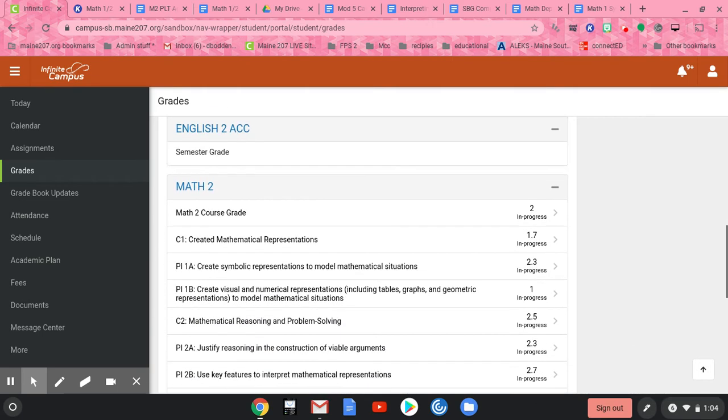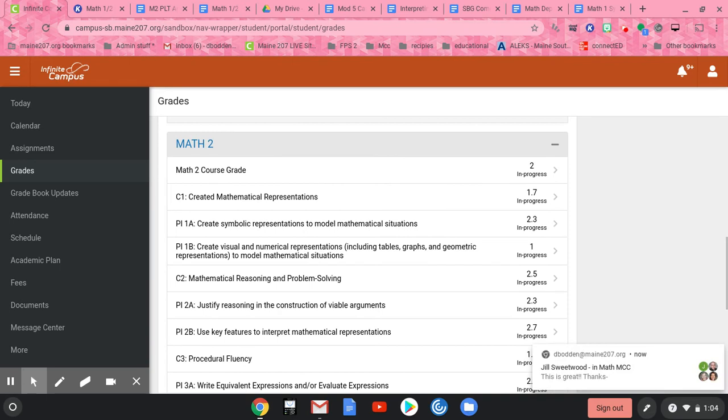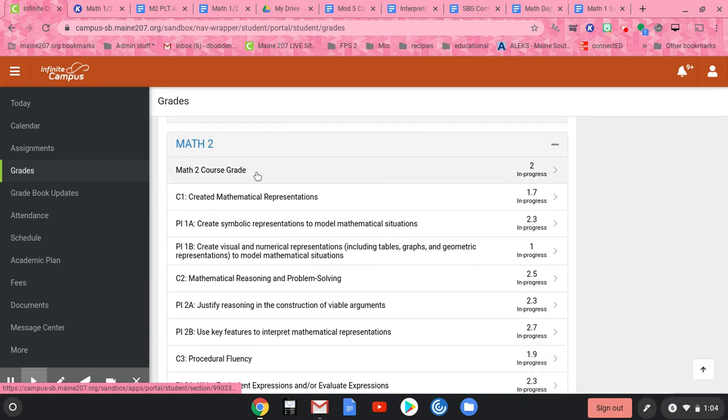So I'm going to scroll down here to, in this case, Math 2. So this will just give you a snapshot of each of the things that we were talking about. Now, these scores are different than that chart, and that's okay. I can still explain it to you.